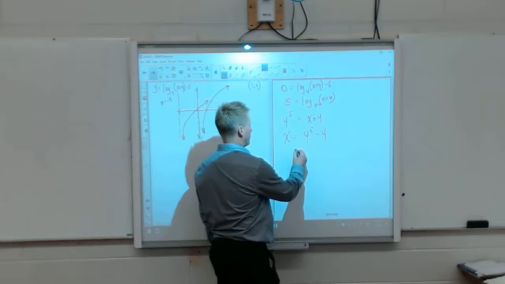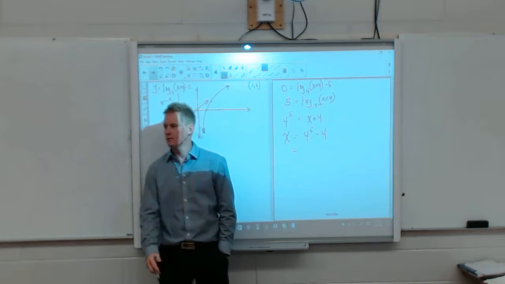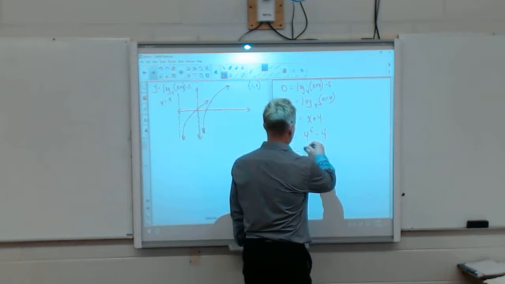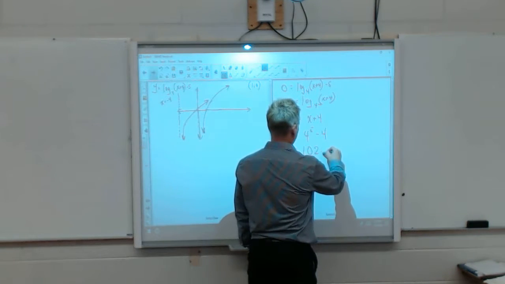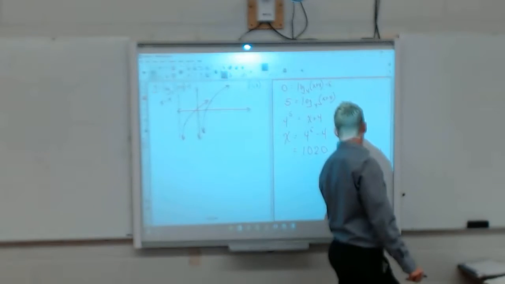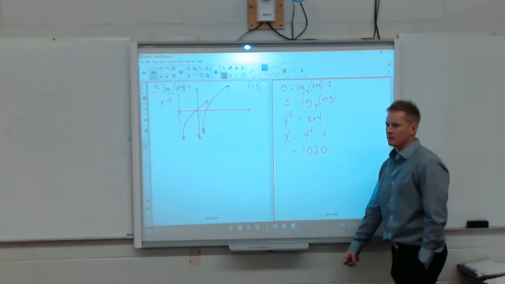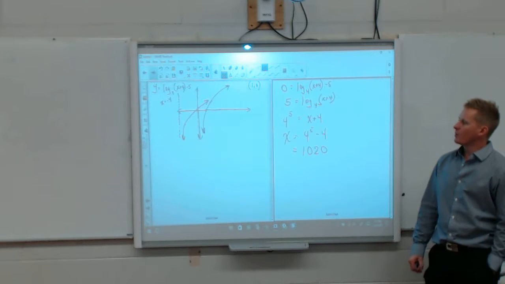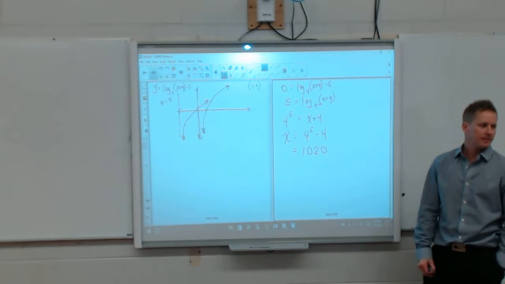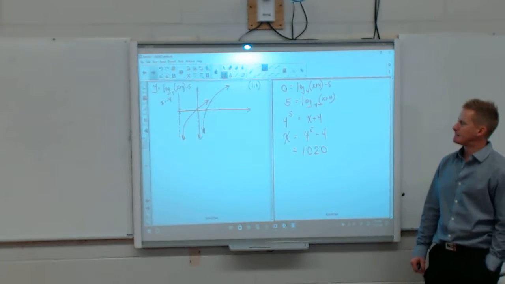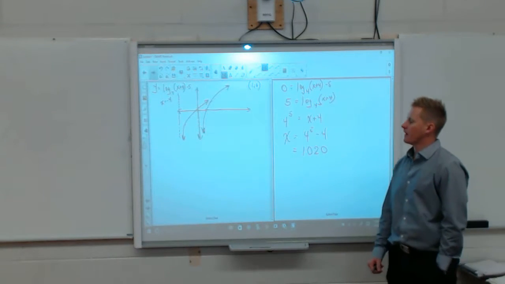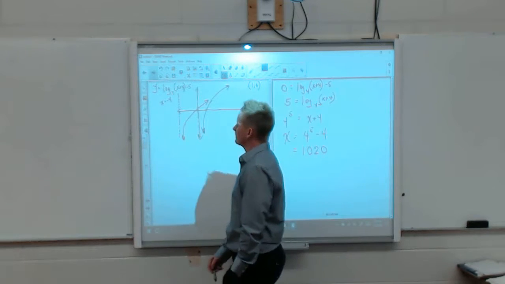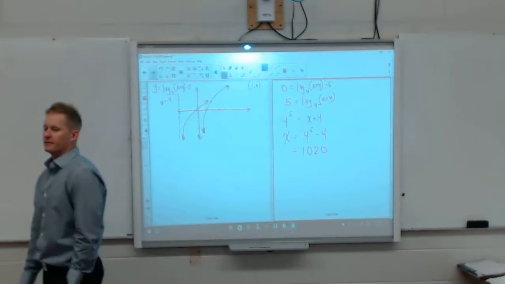So what is this? 4 to the 5th subtract 4. 1020. 4 to the 5th is 1024. Okay, good enough. So we have 1020. What is the y-intercept in this equation? You see it? It's hard to see from my graph because I drew it poorly. But what is the y-intercept?